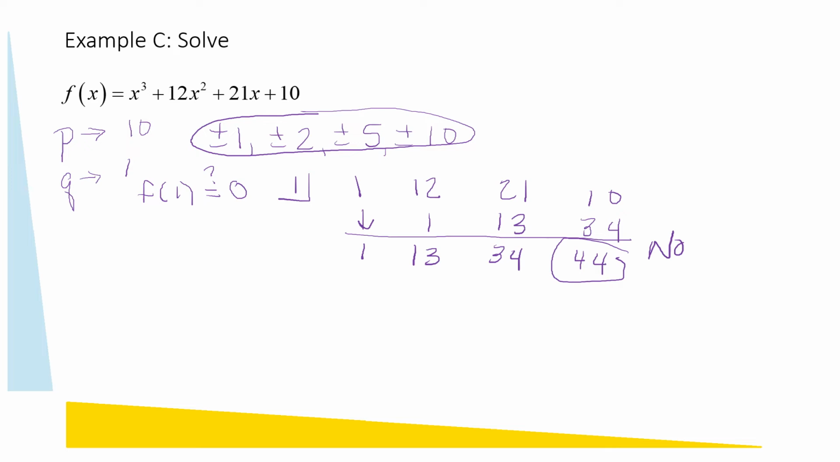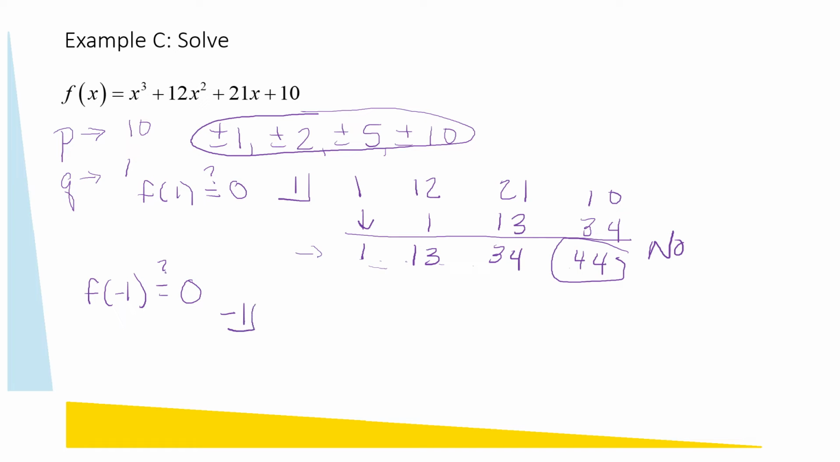And I've noticed that with my positive numbers, these numbers in the quotient just kept getting larger and larger. I need to get some subtraction in there. So let me try f of negative 1. Does that equal 0? So I'll put negative 1 in this box. Oops, let me do it nicer.